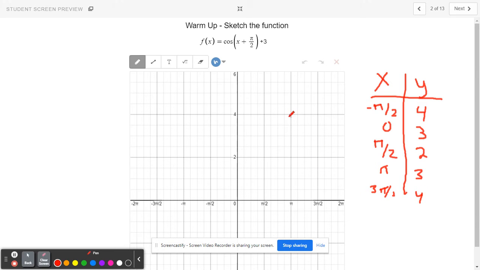All right, so if we plot these points, let me switch here. We're at negative pi halves, 4, 0, 3, pi halves is 2, pi is 3, 3 pi halves is 4. So you can see for this one cycle of the period from negative pi halves to 3 pi halves, there it is. We know at 2 pi, it's going to come back down towards the midline again. All right, we keep going this way.